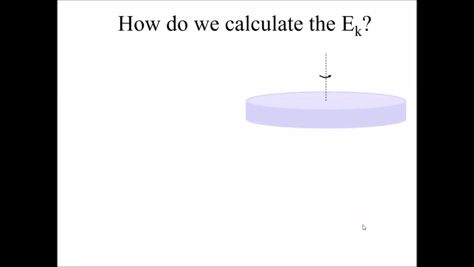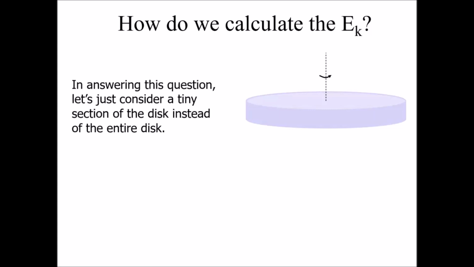Now let's turn our thoughts to energy. So we have this disk that's spinning. So obviously it has kinetic energy, but how do we calculate this kinetic energy? Because different parts of it are moving at different speeds. So we're looking at rotational kinetic energy in this case because it's not translating.